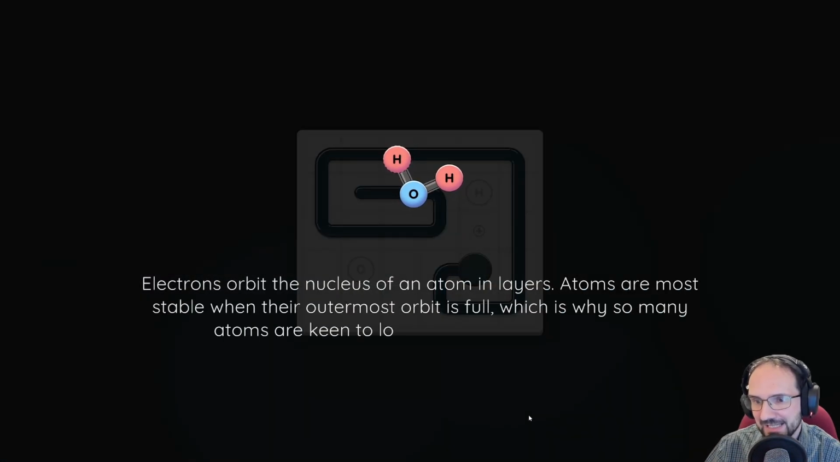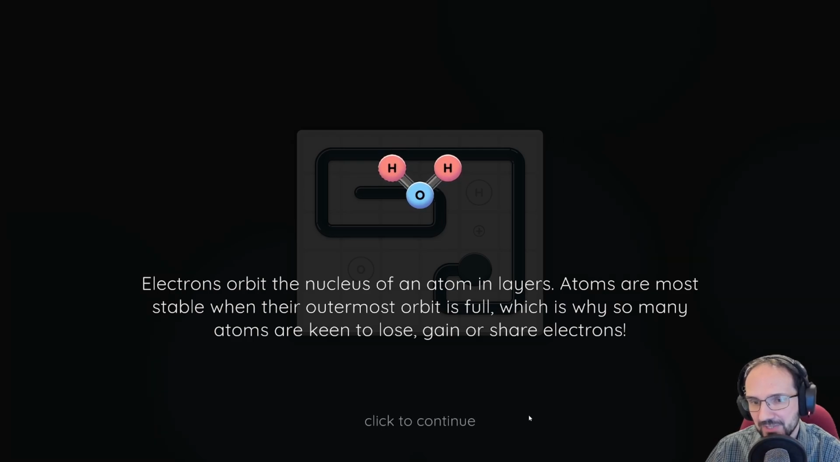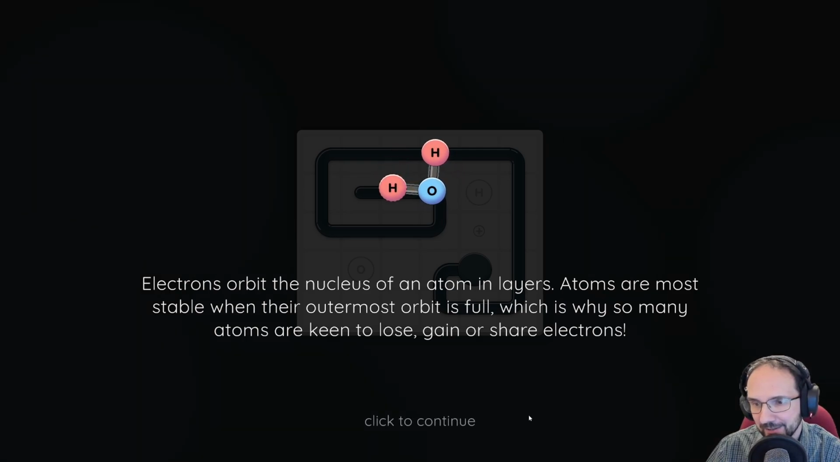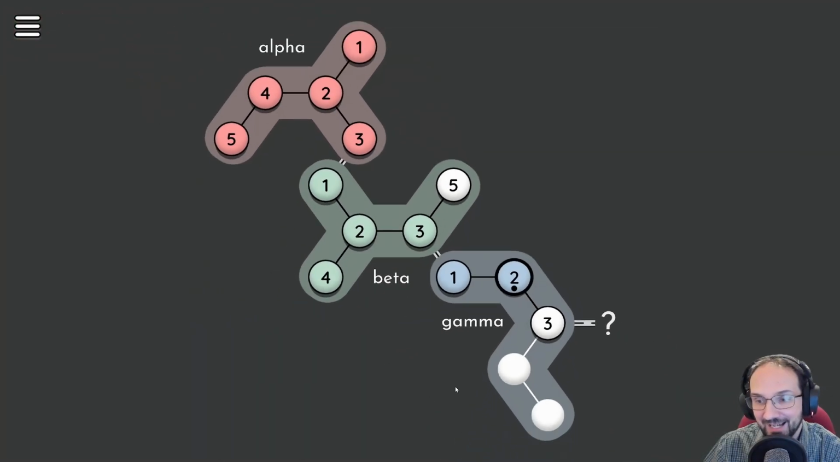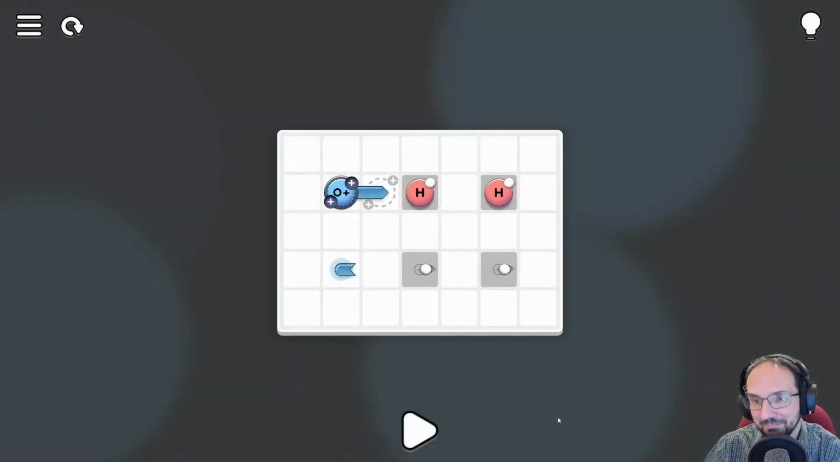Electrons orbit the nucleus of an atom in layers. Atoms are most stable when their outermost orbit is full, which is why so many atoms are keen to lose, gain, or share electrons. God, I did a physics degree many years ago. Can't remember any of it now, though. This all sounds worryingly familiar.